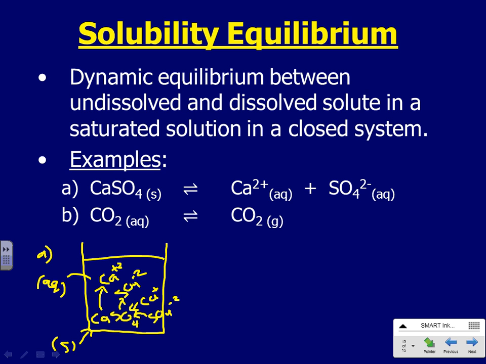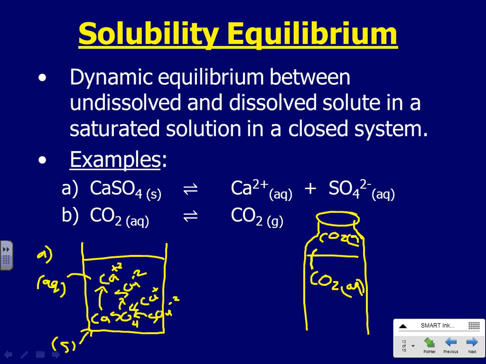Same with the carbon dioxide one. If you've got your bottle of pop here and you've got carbon dioxide gas, and here you've got carbon dioxide aqueous, always, always, always in that container, some of the aqueous is coming out as gas, and some of that gas is continually being dissolved back into the solution. It's a continuous running procedure. All right? Now that's only if they're saturated.